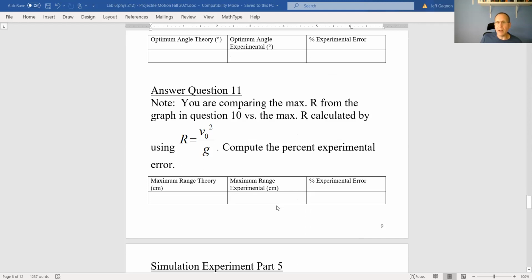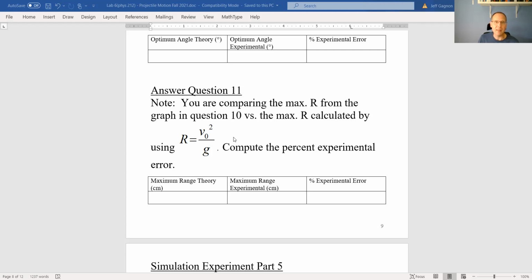So the experimental max range, that comes from the graph, from that coordinate tool, right? That R value, when you found the peak, that's going to be your max range experimental. Now, what is max range theory? Well, we can calculate it by using this formula. So remember, the formula in general is V0 squared times sine of 2 theta divided by g. But when you plug in 45 degrees, because theoretically 45 should be the optimal angle, you have 2 times 45, which is 90, and sine of 90 is 1.